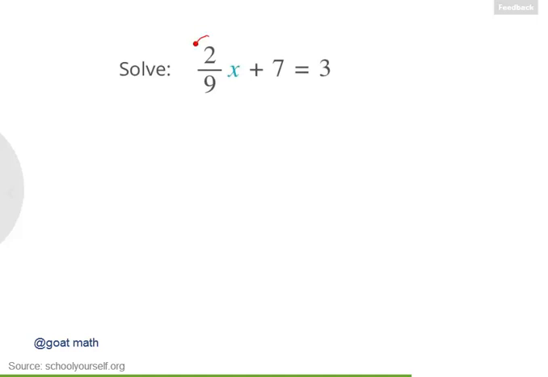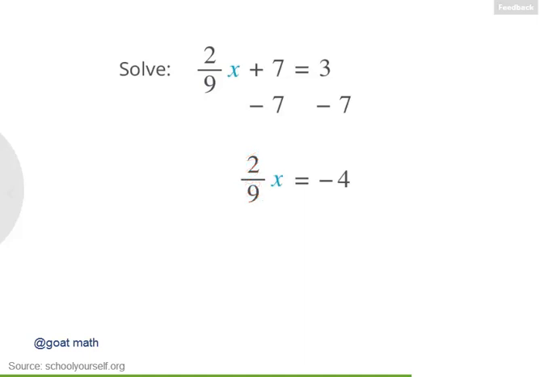Next, let's look at an equation with a fraction. 2/9 x plus 7 equals 3. First, let's get rid of this 7 on the left by subtracting 7 from both sides. So on the left, we now have 2/9 x, and on the right, 3 minus 7 equals negative 4. Now, what can we do to get rid of this 2/9?